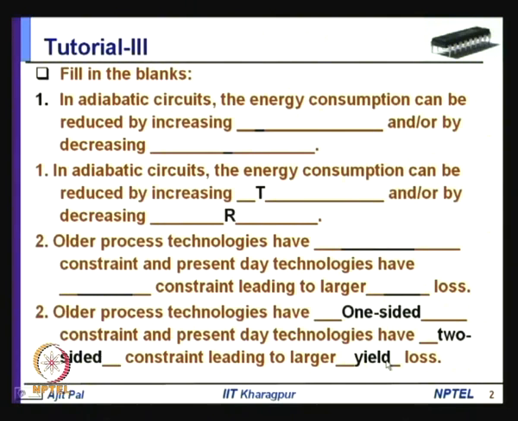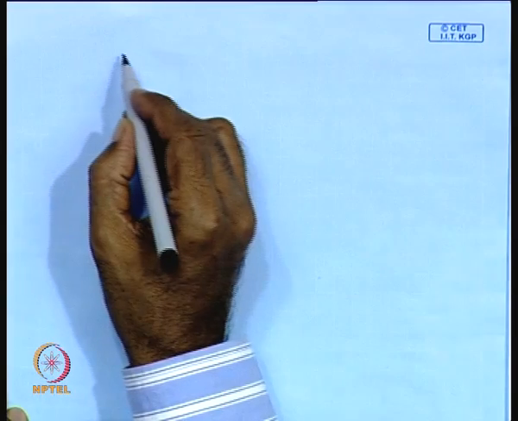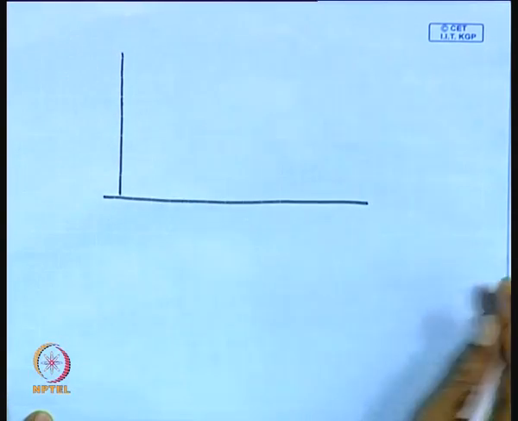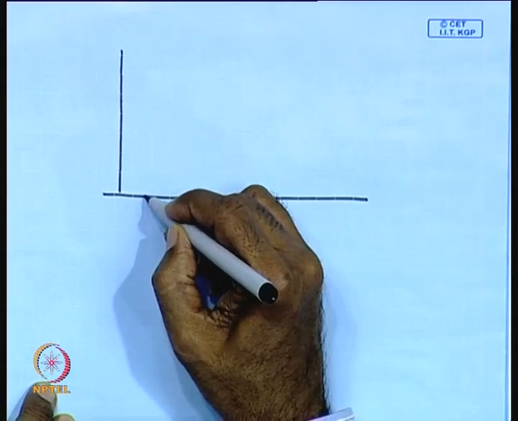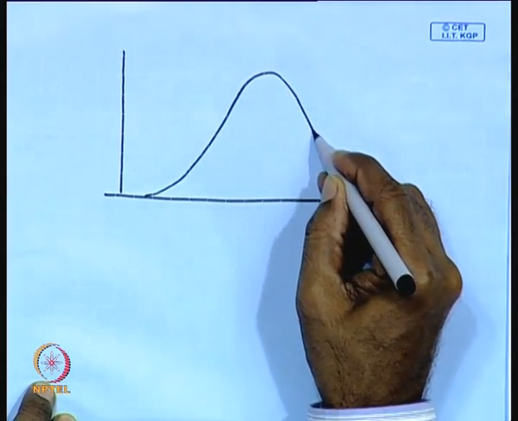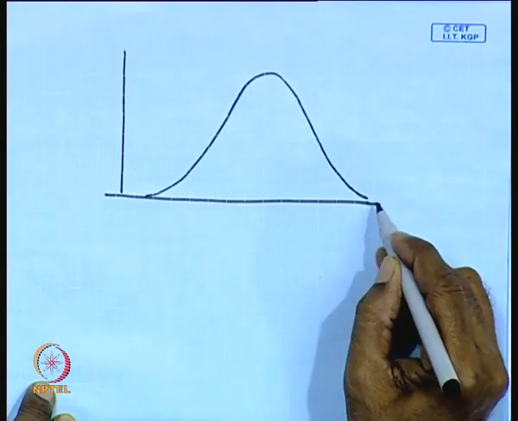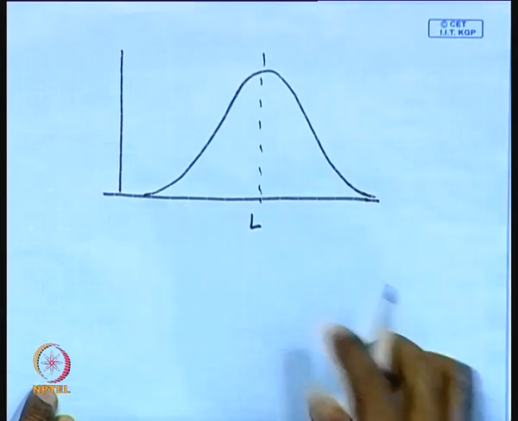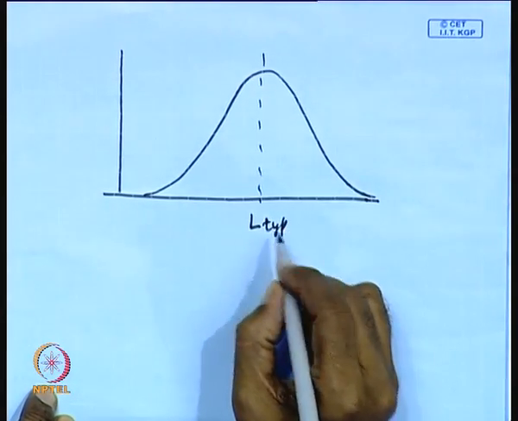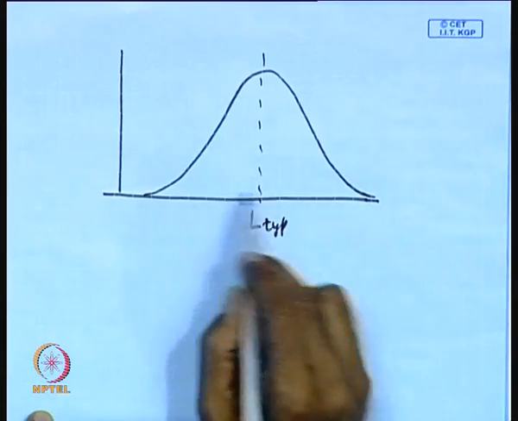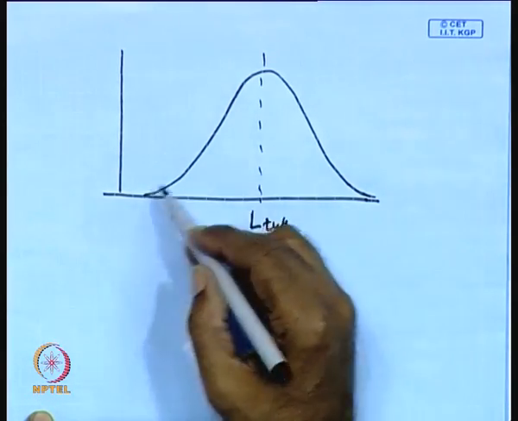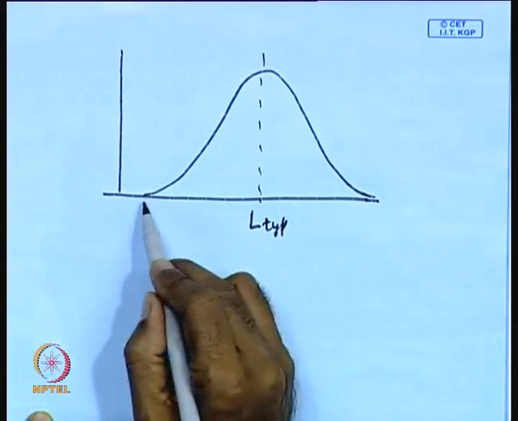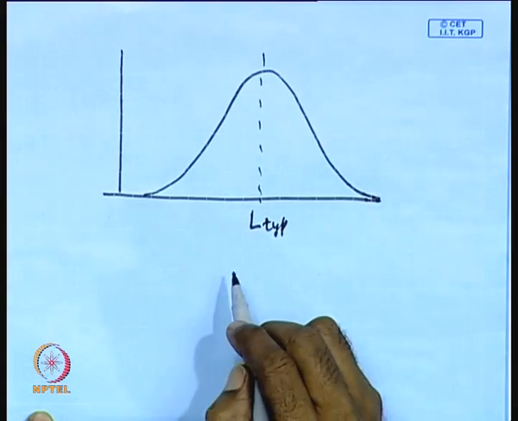You may recall that because of process parameter variation, the channel length varies in this manner. So, this is the typical L, and around it changes, it is a random variable, and assuming Gaussian distribution you can see the channel length is varying over certain range, it cannot be considered as a constant.